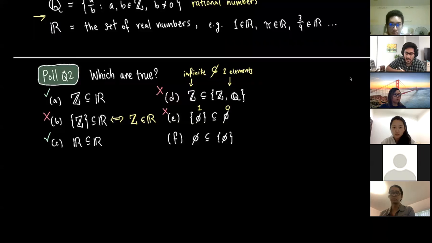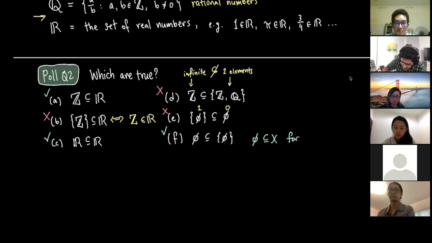Okay, almost half the class answered F. Oh, that's because it's true. Yes, it is true. The empty set is a subset of anything. The empty set is a subset of X for any set X. Every set contains the empty set.